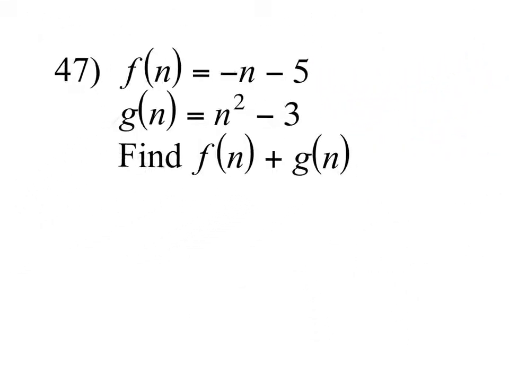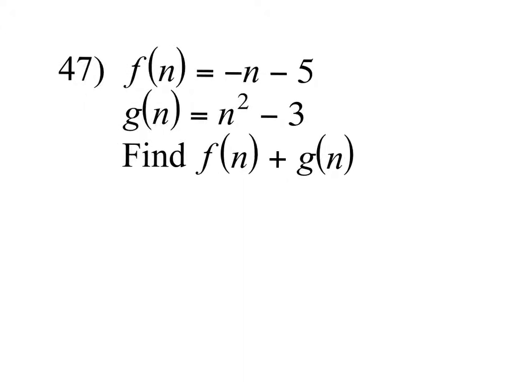For number 47, this is really just adding these two things together, so that's going to be negative n minus 5 plus n squared minus 3. That's going to be n squared minus n minus 8, and you're done at that point.